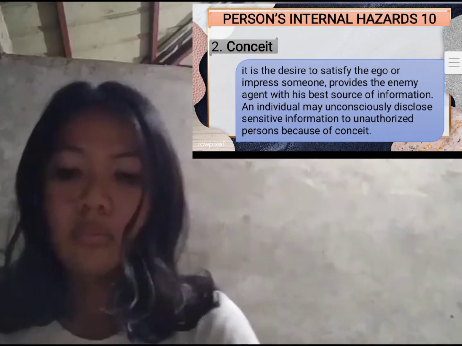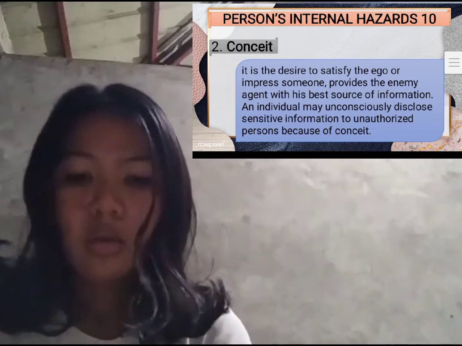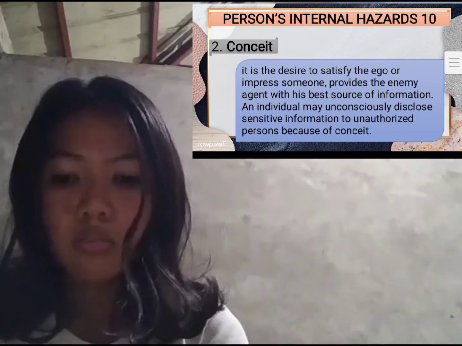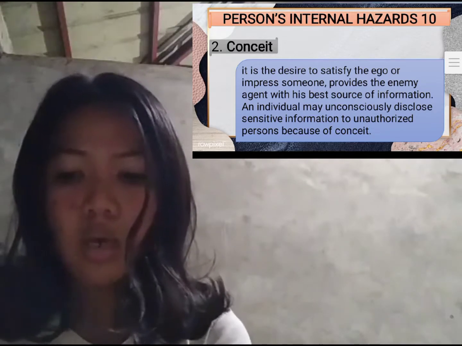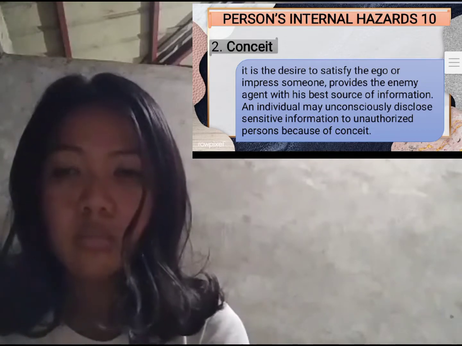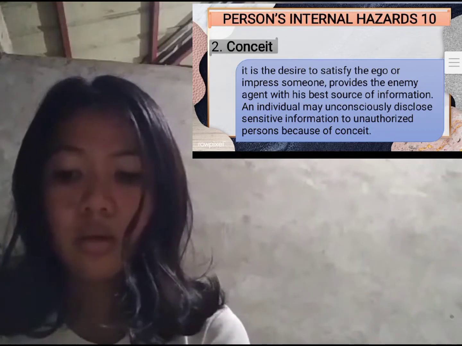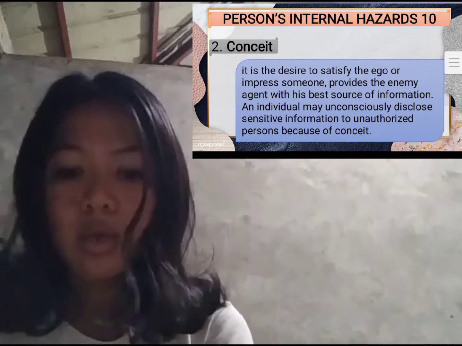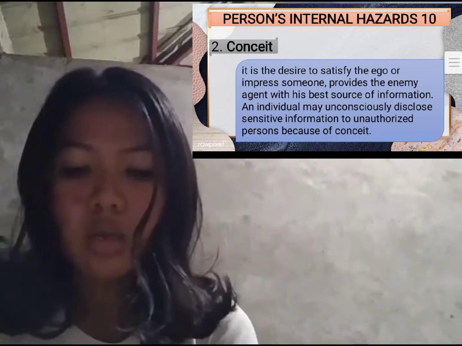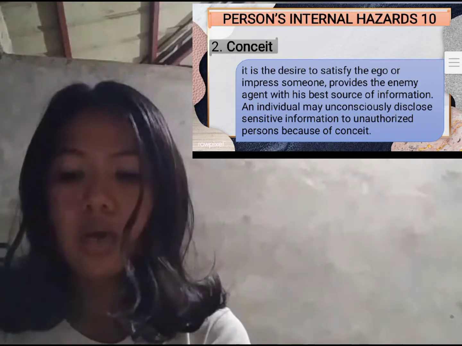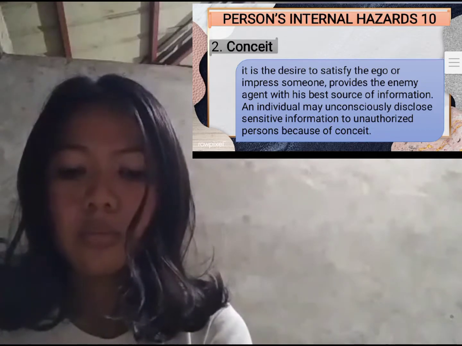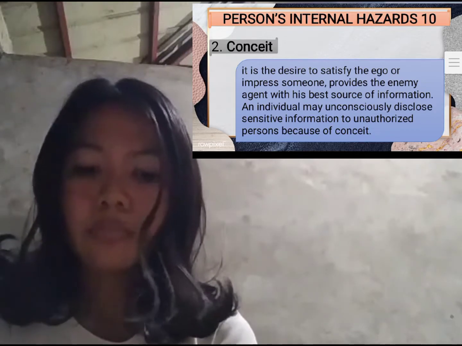May isa ka empleyado na ninais na may pabilib ang kanyang boss o isang tao ngut ang kanyang impormasyon na ibinigay ay hindi autorisado o peking impormasyon at wala itong maipakitang ebidensya dahil sa kanyang pagmamataas sa kanyang sarili.